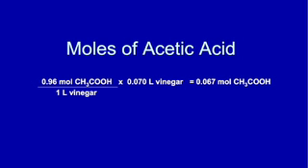The concentration of acetic acid in vinegar is 0.96 molar, or in other words, 0.96 moles of acetic acid are present in every 1 liter of vinegar. Each flask contains 70 milliliters, or 0.07 liters of vinegar. Therefore, each flask contains 0.067 moles of acetic acid.